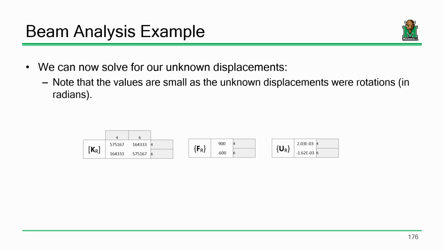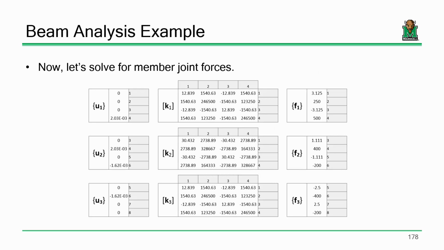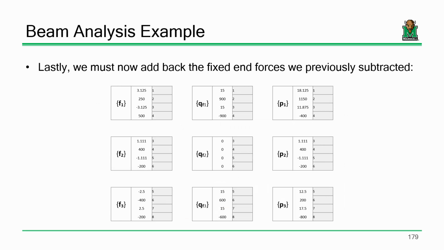Force vector, stiffness matrix, inverse of K times F will give us the displacements. Same story. Take those displacements, split them up to where we have a displacement vector for each element. Take that displacement vector, multiply it times the stiffness matrix to get the force vector, but then we've got to add back that fixed in-force effect. Add it back, and now we get a final solution vector for the whole thing.